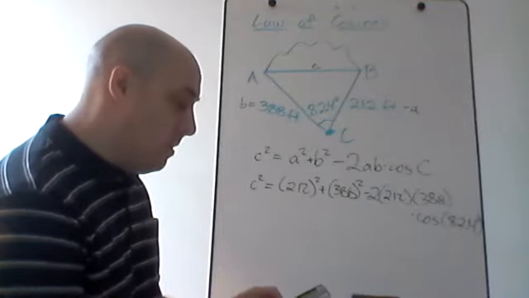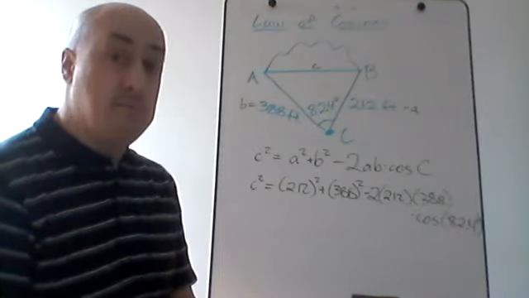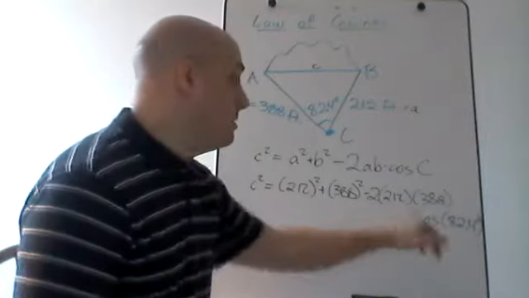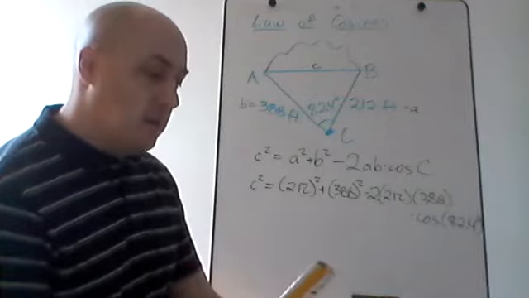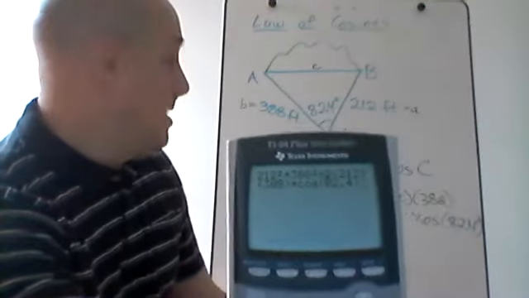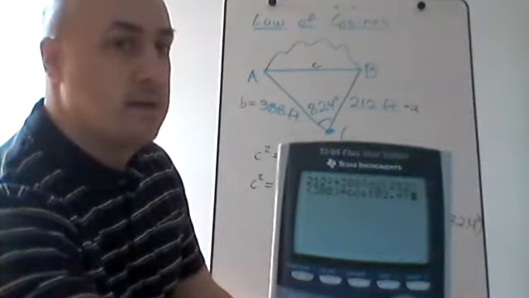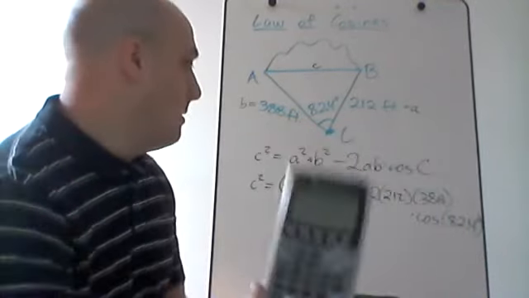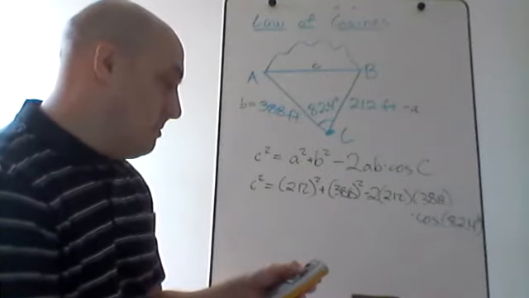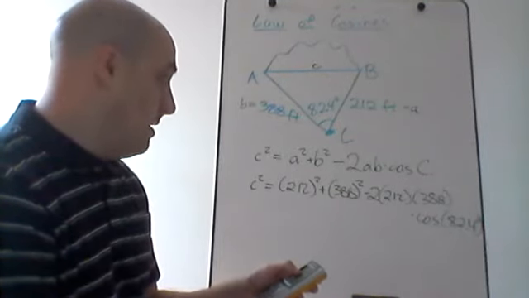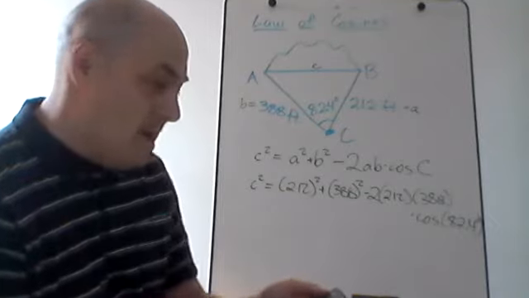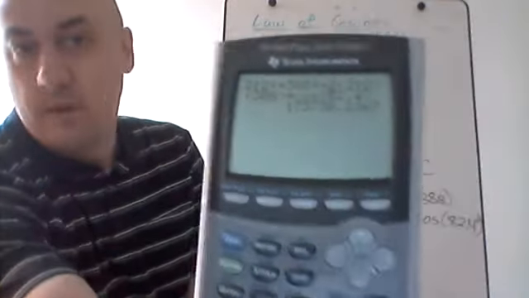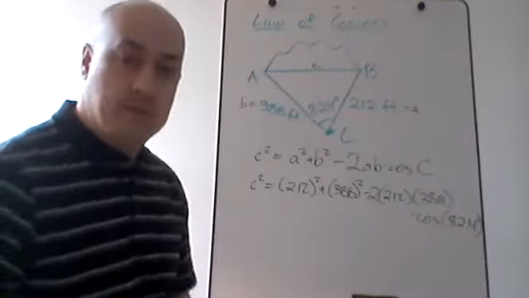I just want to check my mode, that my calculator is in degree mode as opposed to radians. Important thing, because if your calculator is in radian mode and you type all this stuff in, you're going to get the wrong answer. All right, so there's what I type in: 212 squared plus 388 squared minus 2 times 212 times 388 times cosine of 82.4, with my calculator in degree mode, and I'm just double checking that I typed that all correctly. I hit enter, and I get 173,370 point something. So that's my result here.